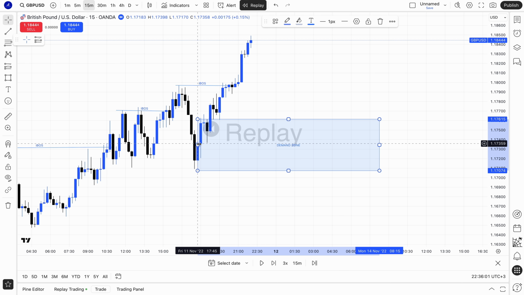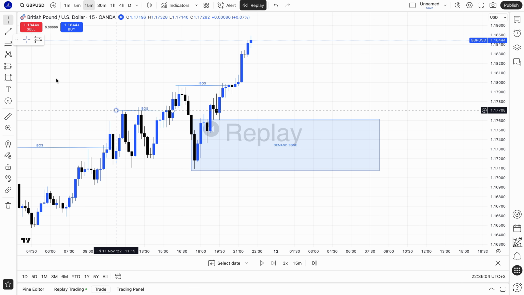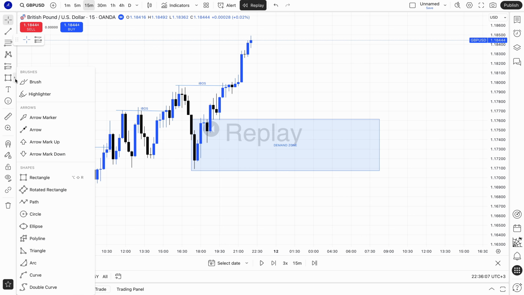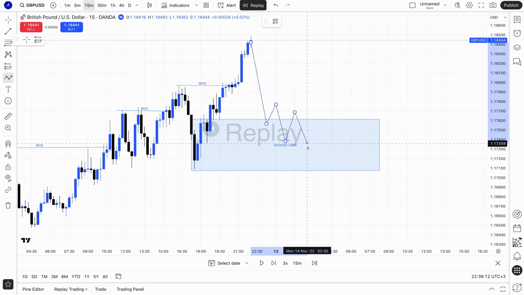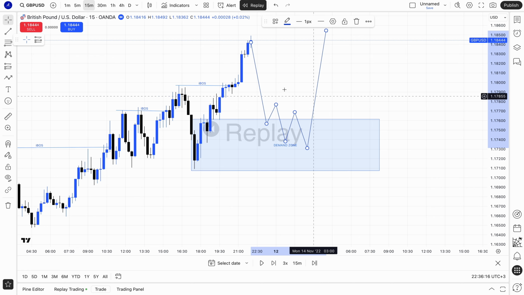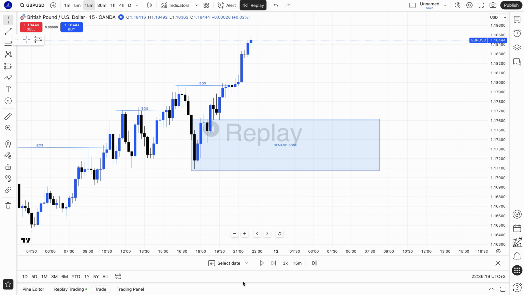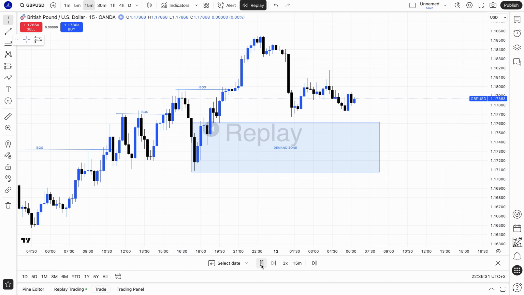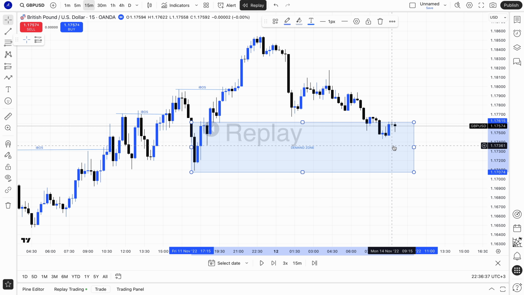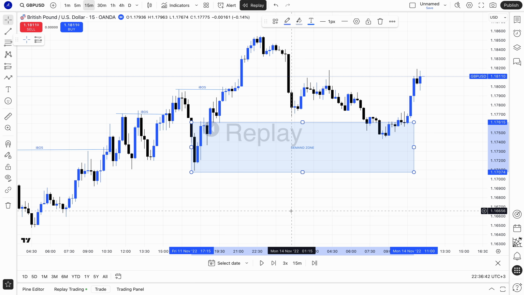Had our demand zone just here. Then we have to wait for the price to come back to our demand, and we can't go with aggressive entry because of the size of the demand. So we need to wait for the price to come back. Got a touch, another touch. Yeah, London session open. Then we get our continuation, right?